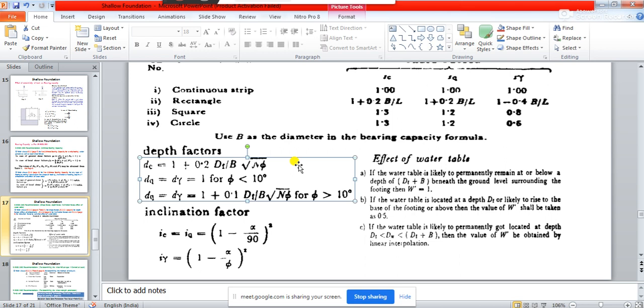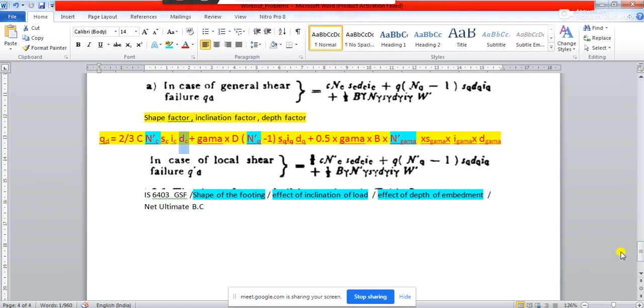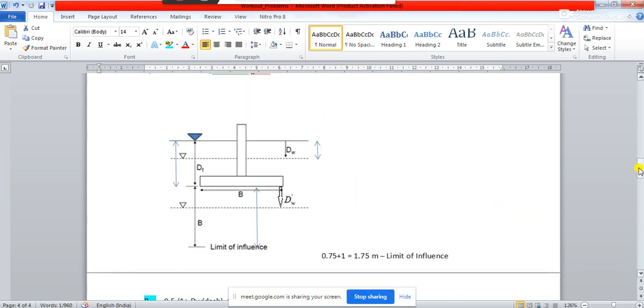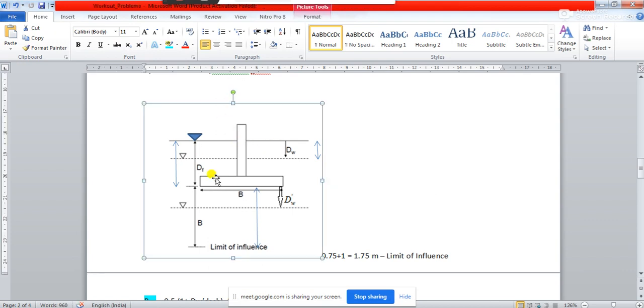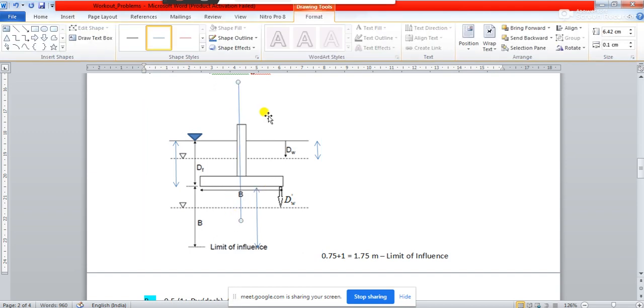Okay. Next is your inclination factor. So what is inclination factor? Please try to understand it. I will go to this diagram and show you the inclination factor. Let's say this is the footing. Now you see, suppose this is the axis of the footing. Let's say this is the axis of the column, right? So centrally this way, this is the column axis.